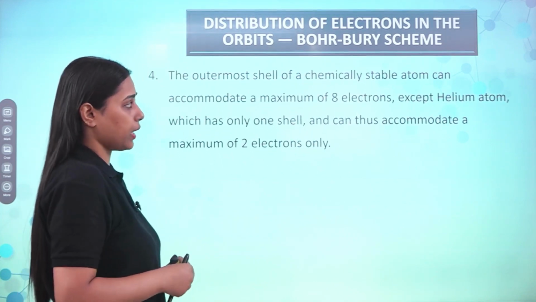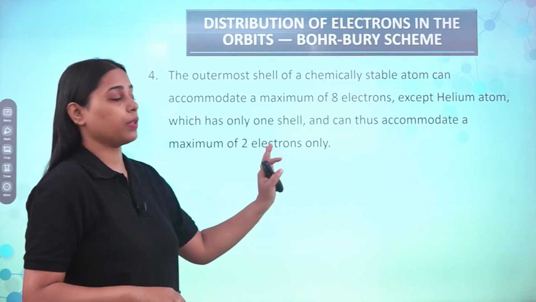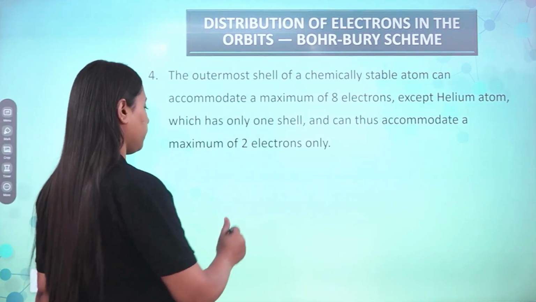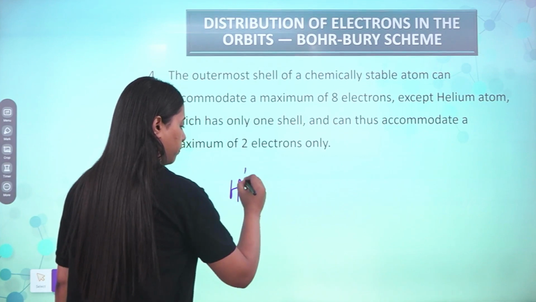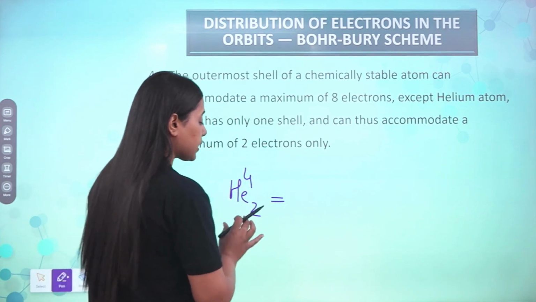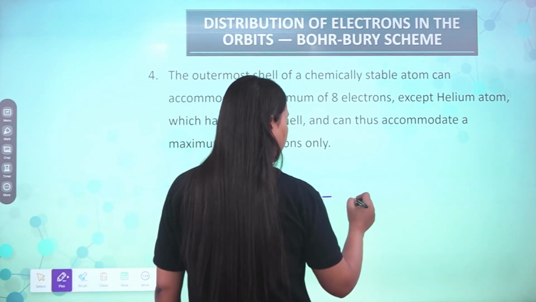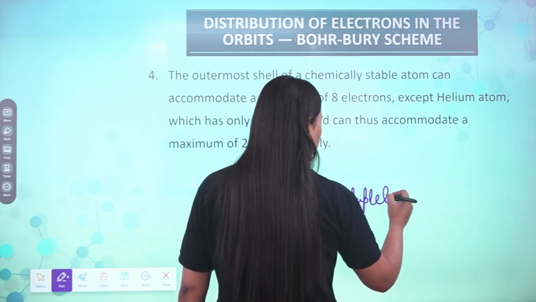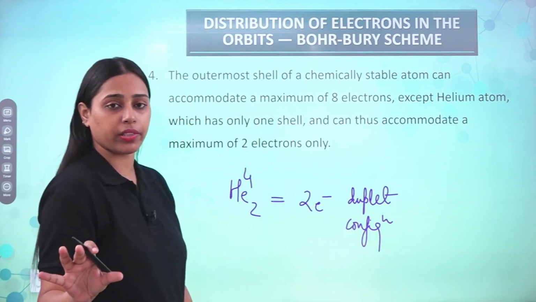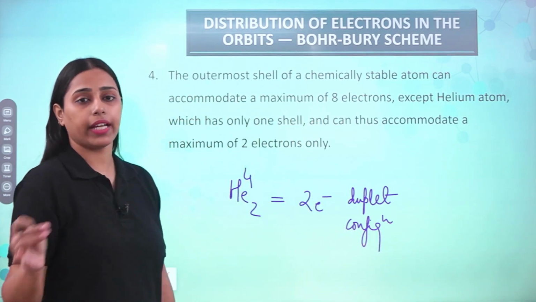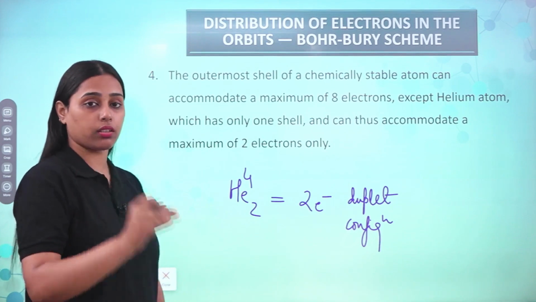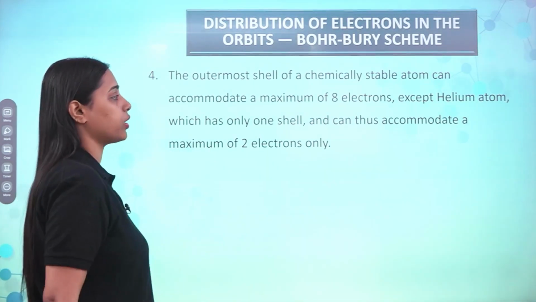The outermost shell of a chemically stable atom can accommodate a maximum of 8 electrons, except helium, because helium has atomic number 2 only. It is a noble gas, and it achieves its stability by having 2 electrons only, which is known as duplet configuration. For the rest of the elements, they follow the octet configuration, that is, having 8 electrons in the outermost shell gives them stability. But for helium, if 2 electrons are present in its outermost shell, then also it is stable.